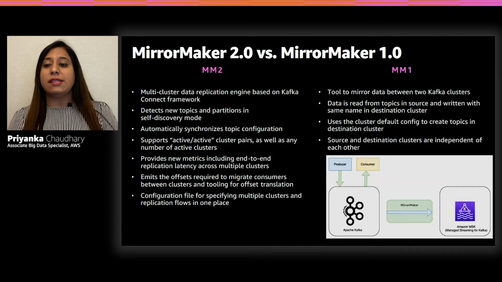Source and destination clusters are independent of each other. But if you want to make any changes to the cluster, you need to bounce the cluster to make the configuration take effect. Now we're going to discuss MirrorMaker 2.